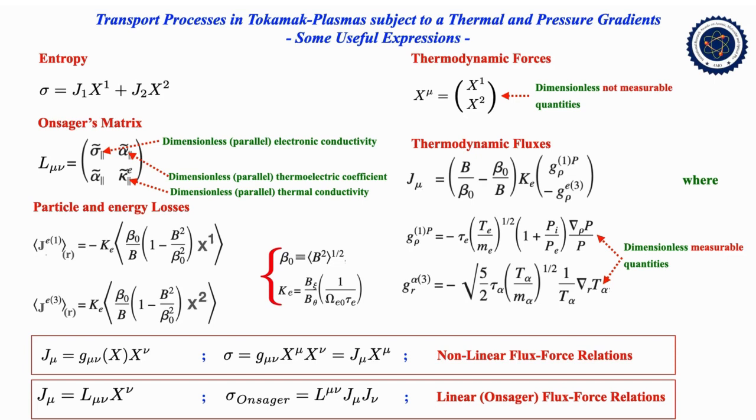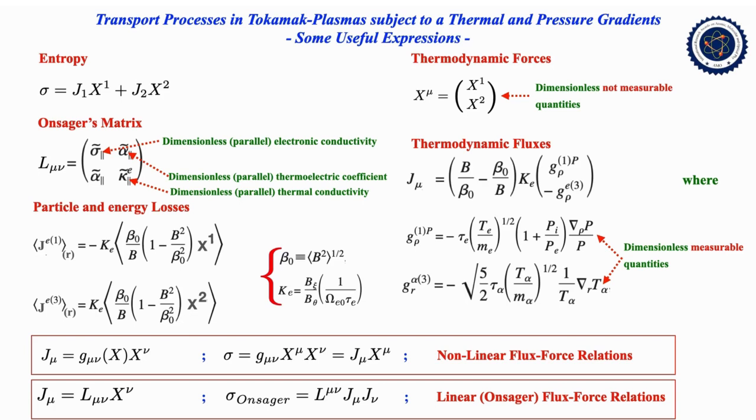So, our aim is to compute the expression indicated here by J_E1, the losses. I have to perform this operation. J1 means losses of mass, J3 means electronic losses, energy electronic losses. For this, we have to compute these two quantities, the forces X1 and X2.